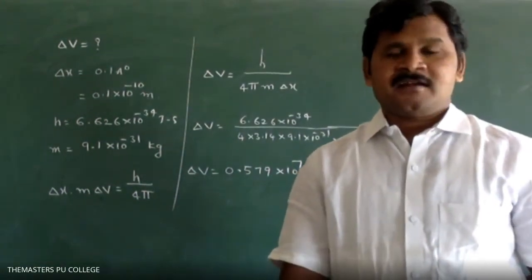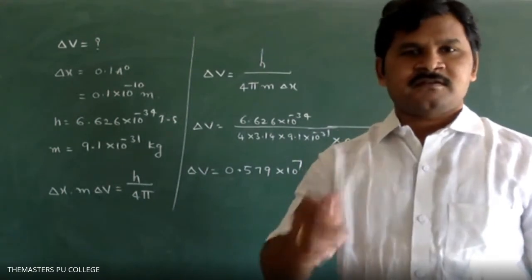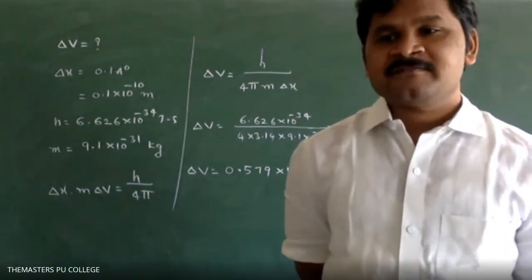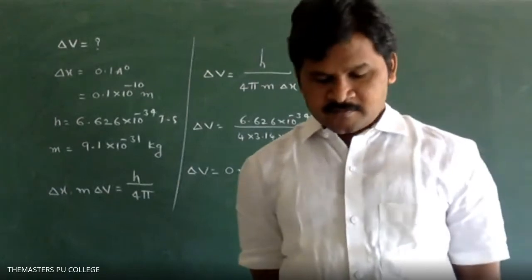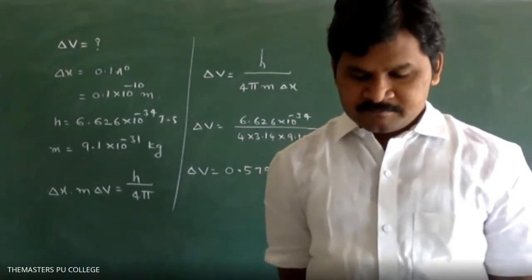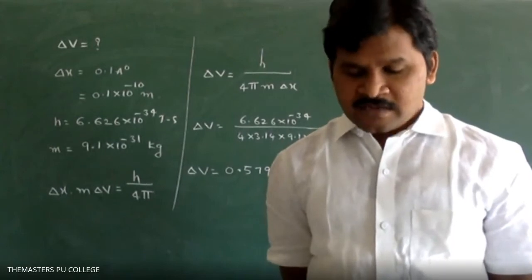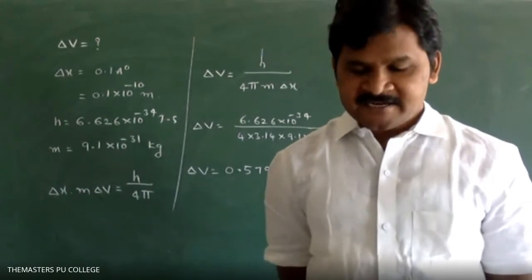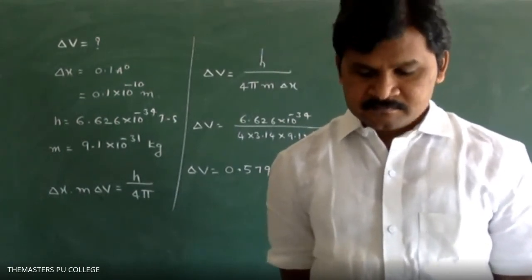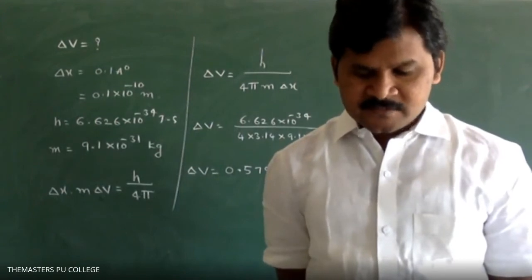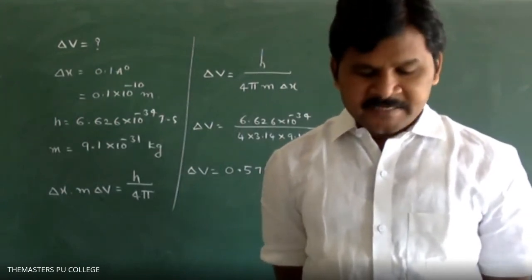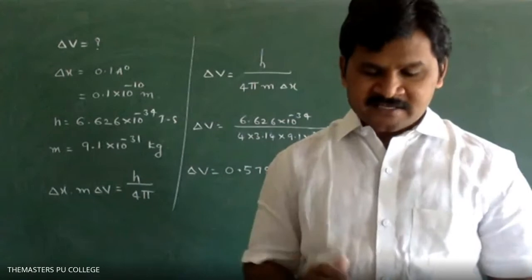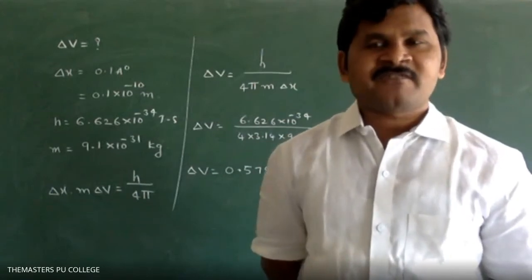A golf ball has a mass of 40 grams and a speed of 45 meter per second. Full stop. I repeat, a golf ball has a mass of 40 grams, speed how much? 45 meter per second.